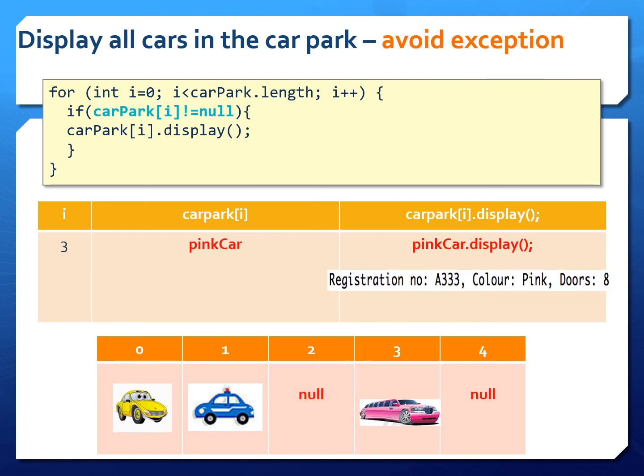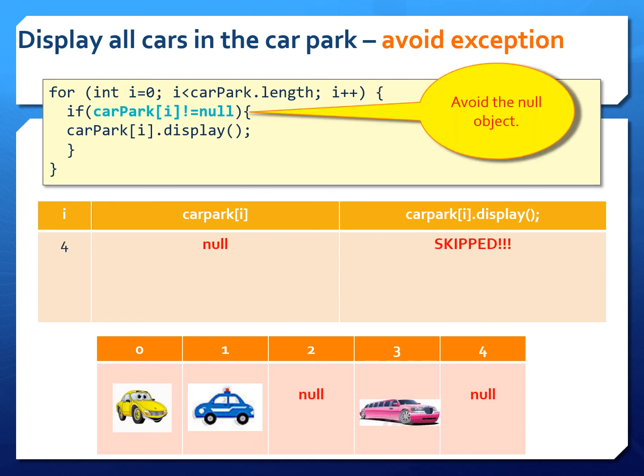Next, the loop counter i goes to 3, and it will retrieve the pink car object for display. Finally, the loop counter i goes to 4, and it will skip the null object.